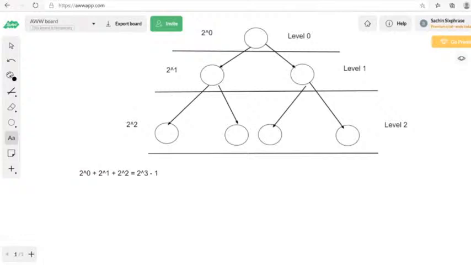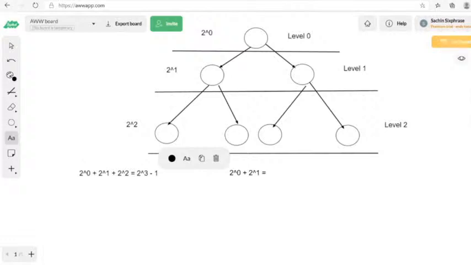Now let me take only the first 2 levels of this tree. How many total nodes will be there in the first 2 levels? 2 power 0 plus 2 power 1 nodes will be there. For only 2 levels, what is the height? If we are not taking level 2, just consider that it is not in the tree itself. So only level 0 and level 1. What is the height? Height is 2.